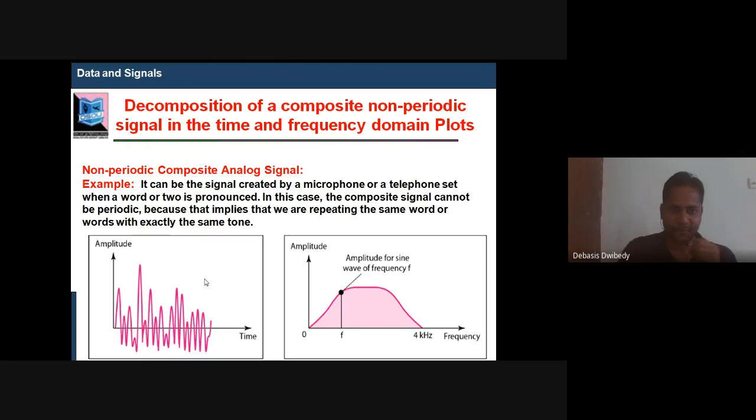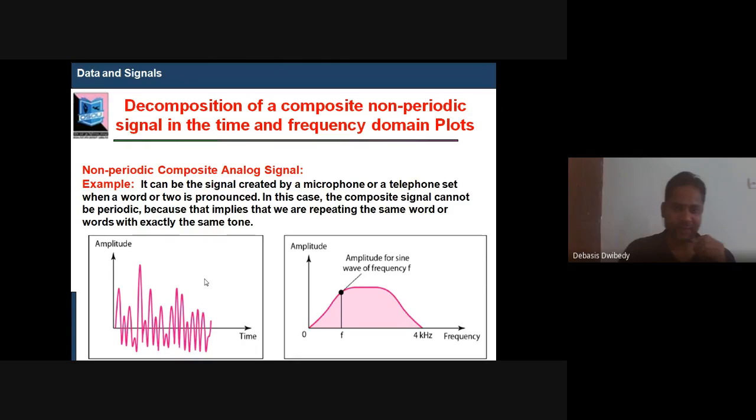It cannot be periodic. Why not? A very simple example: if it is periodic, then I use the same word and I use the same tone. The pitch of my tone should be the same in all cases if it is periodic.